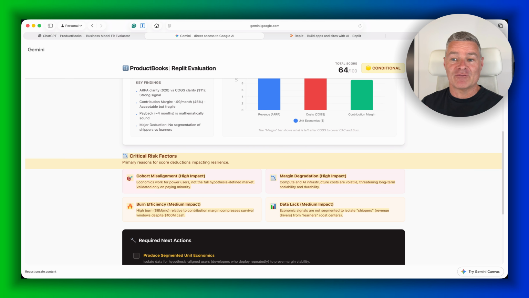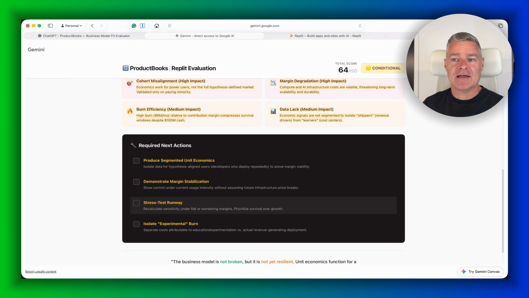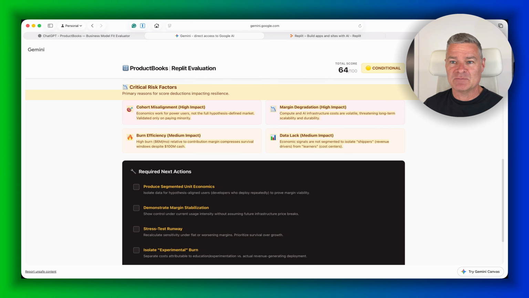So you might have cohort misalignment. And what's really important about how I've designed these is that this takes some of the context from the product market fit and puts it into your business model fit. So that's why it can actually forensically attach to something specific in product when we're talking about the business model. So here's the big thing.